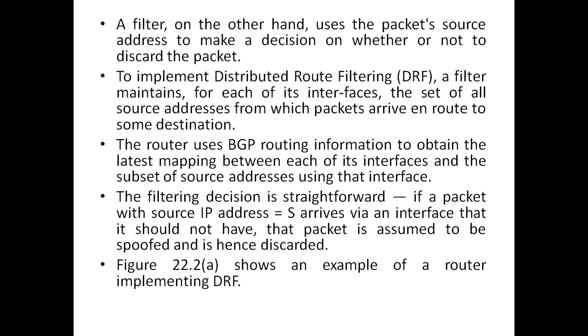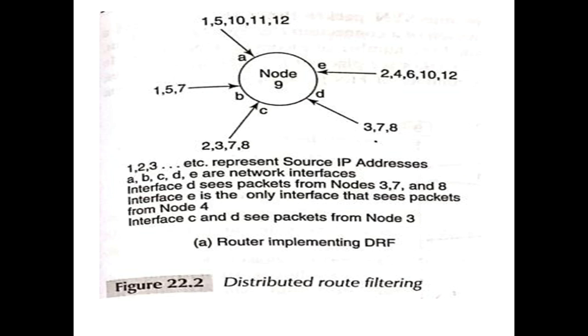The filtering decision is straightforward. If a packet with a source IP address, suppose it is say S, arrives via an interface that is not one of its acceptable interfaces, the packet is assumed to be spoofed and hence is discarded. Here is an example of a router implementing distributed route filtering, shown in the next slide through a figure.